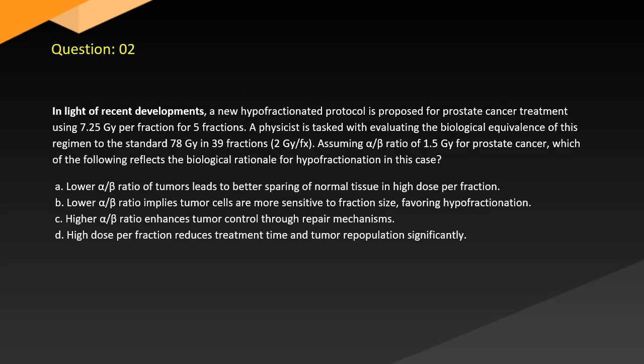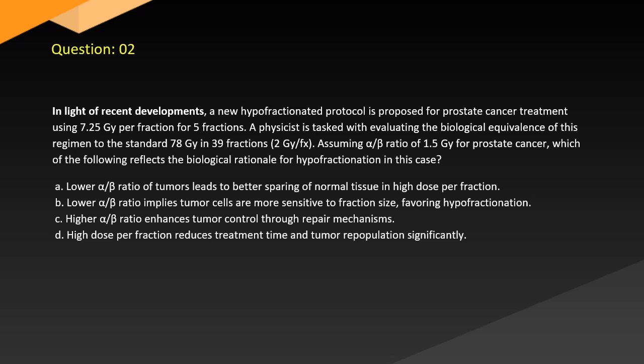Question 2. In light of recent developments, a new hypofractionated protocol is proposed for prostate cancer treatment using 7.25 Gy per fraction for 5 fractions. A physicist is tasked with evaluating the biological equivalence of this regimen to the standard 78 Gy in 39 fractions, 2 Gy per fraction. Assuming an alpha-beta ratio of 1.5 Gy for prostate cancer, which of the following reflects the biological rationale?